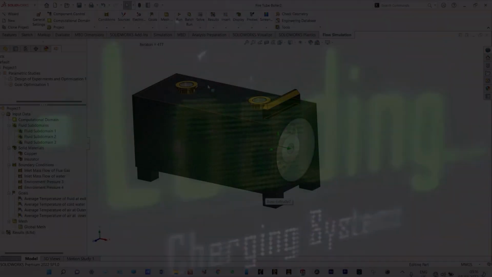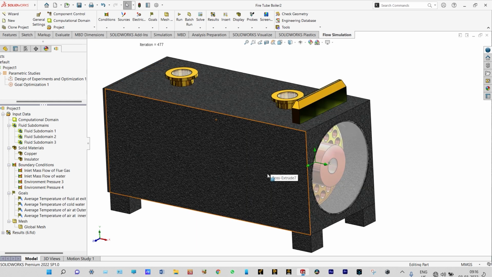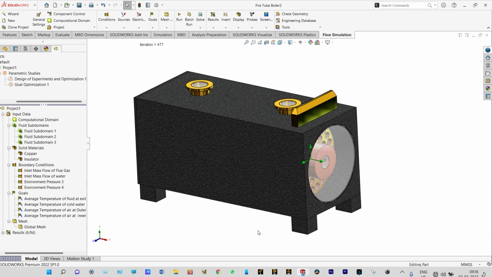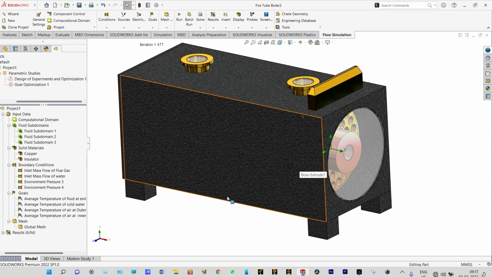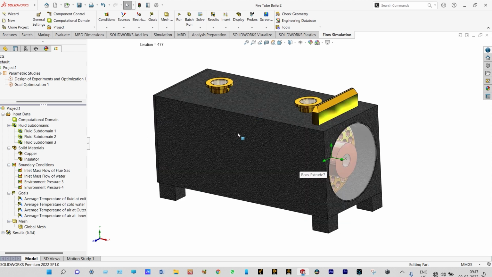Let's get started. Hello viewers, today I'm going to show a heat transfer analysis through a fire tube boiler. This is the fire tube boiler. It is used for producing steam, and is especially used in small houses in cool regions, right? For understanding the model in a better way, let us have a segmented view of this one.